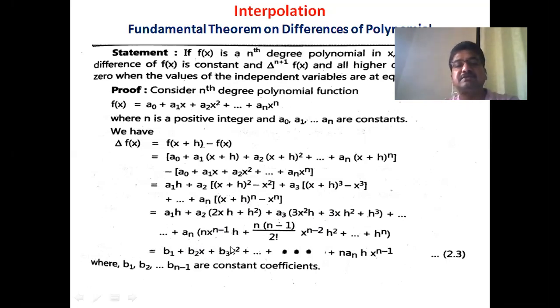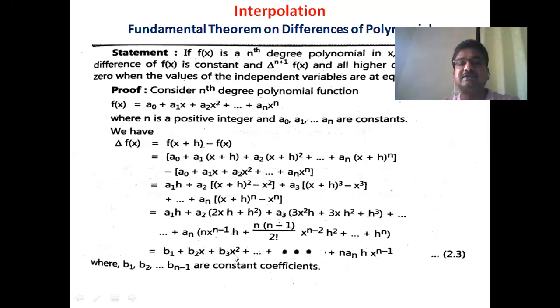b2 is obviously constant. Similarly, the addition of all the terms of degree 2 is equal to b3x square. In this way, this is the single term, x raised to n minus 1, with its coefficient n h n. So addition of all these terms, and obviously b1, b2, b3, b4 are constant coefficients. So this is delta fx.